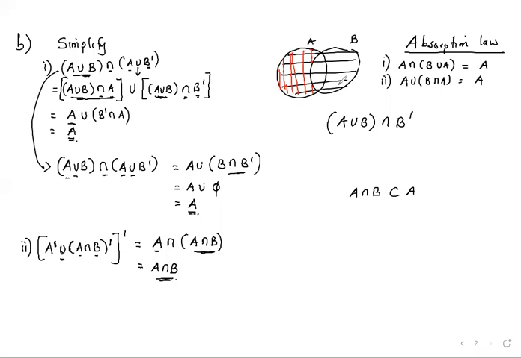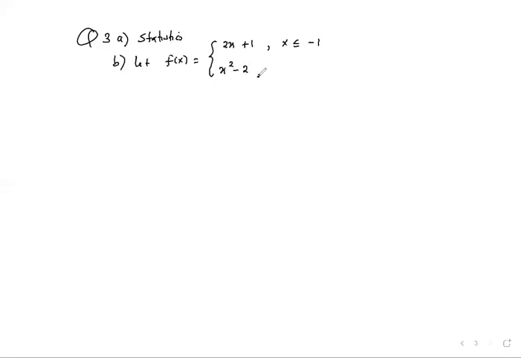Okay. Another question. Question 3. A is not part of the coverage. This is statistics, so it goes straight to B. Let f be 2x plus 1 if x is less than or equal to -1, and x squared minus 2 if x is greater than -1.